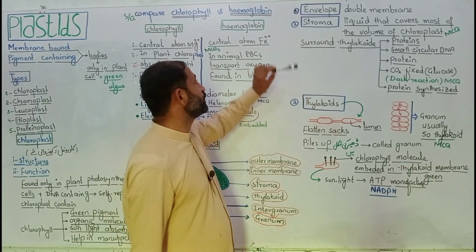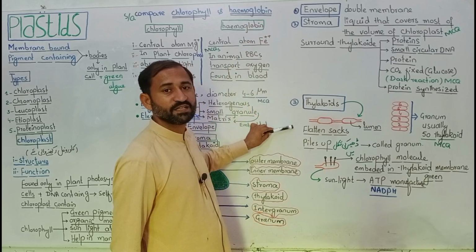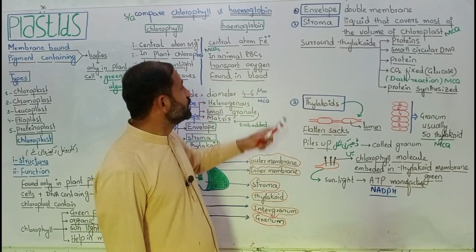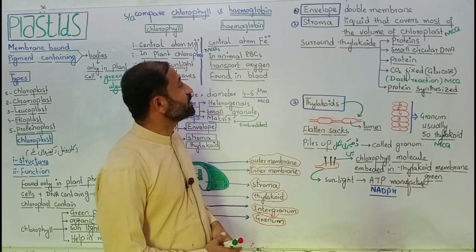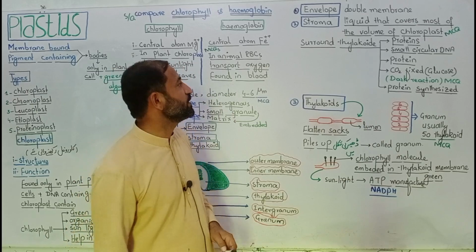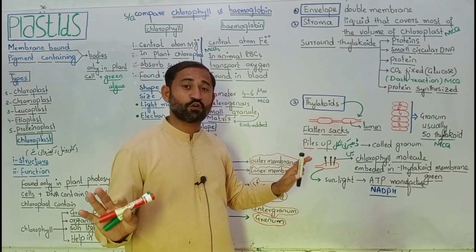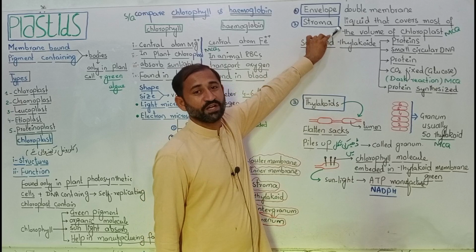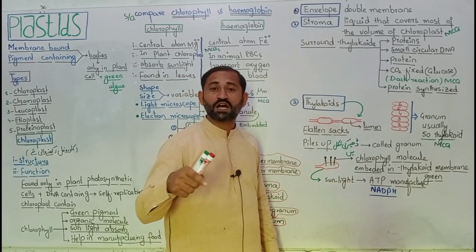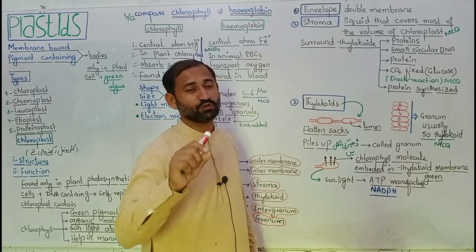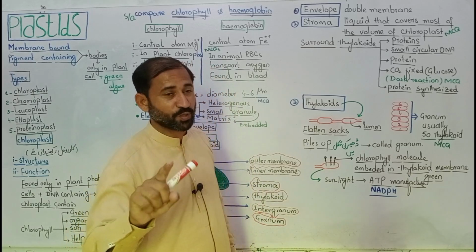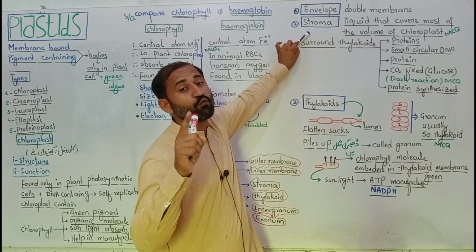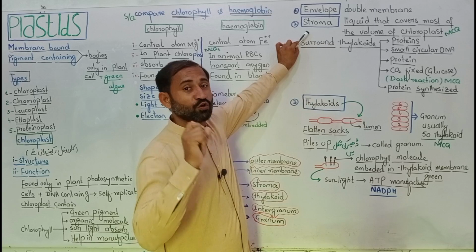Next are its three components: envelope, stroma, and thylakoid. First is the envelope. The envelope is a double membrane, meaning an outer membrane and an inner membrane. This much is sufficient about the envelope. Second is the stroma. Stroma is a liquid that covers most of the volume of the chloroplast. This is an MCQ. Mark the line in your book that stroma is a liquid that covers most of the volume of the chloroplast.